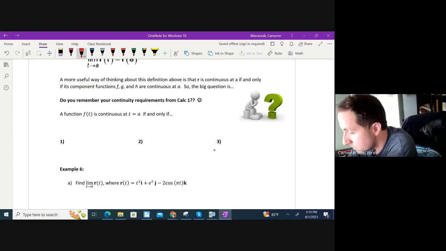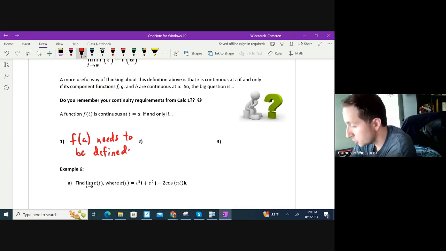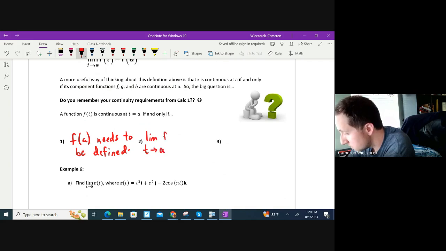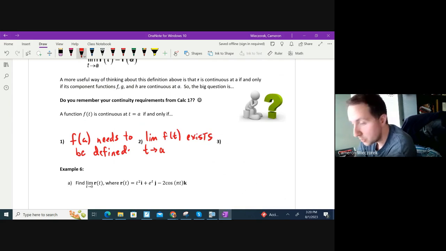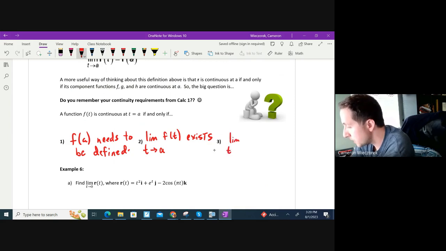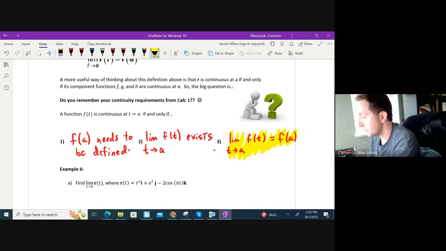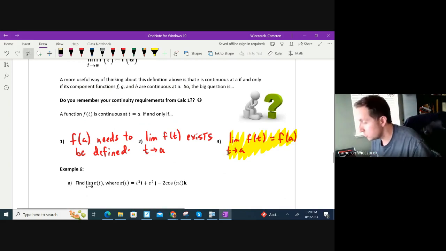Three conditions. f of a, the function value at a, needs to be defined. Second condition, the limit as t approaches a of f of t needs to exist. Third condition, the value of that function needs to equal the value of that limit. So the limit as t approaches a of f of t needs to equal f of a. That is the third most important condition, because that's what makes everything come together for continuity. If that third condition is not satisfied, you do not have a continuous function.